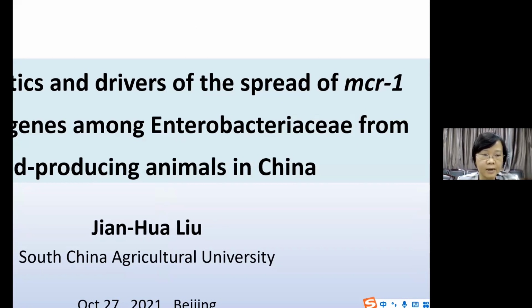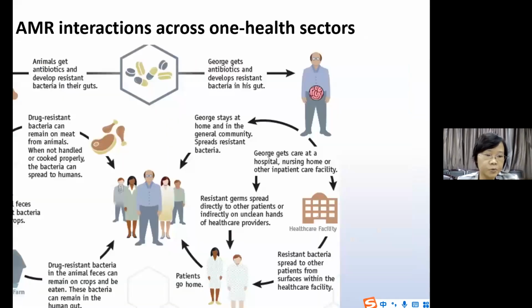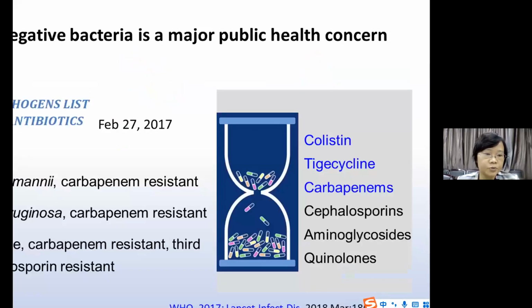The topic of my presentation is the characteristics and the drivers of the spread of MCR1 and the NDM genes among enterobacteria from food-producing animals in China. We know that AMR has caused global attention and affects public health, causing huge economic losses. And food-producing animals are important sources of resistant bacteria, and they threaten human health.